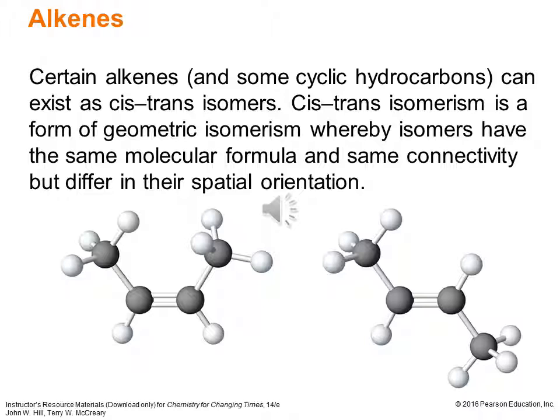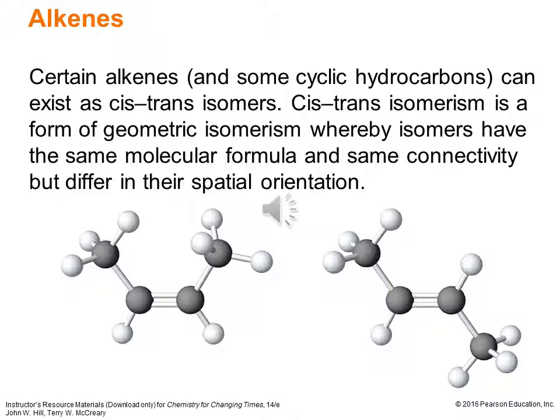The alkenes in particular, and some of the cyclic hydrocarbons as well, often exhibit what's known as cis-trans isomers. So cis-trans isomerism is a form of geometric isomerism where the isomers have the same molecular formula and the same connectivity, so the same atoms are bonded to the same other atoms, but they differ in how they are oriented in 3D space. As we look down here, we have 2-butene and 2-butene, and they're both named the same way, but they look different. And there is some energy associated with that bond flip.